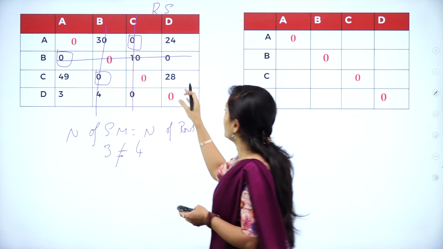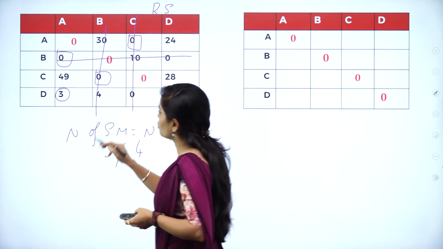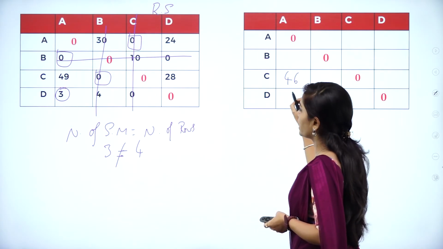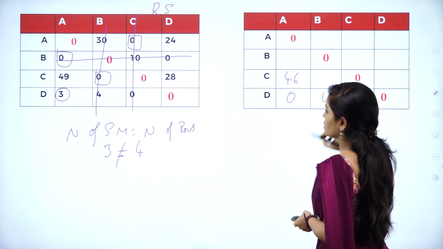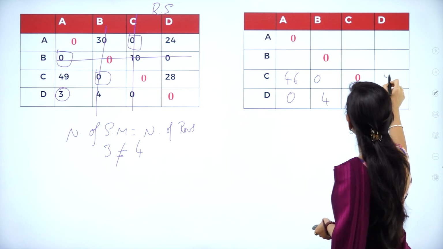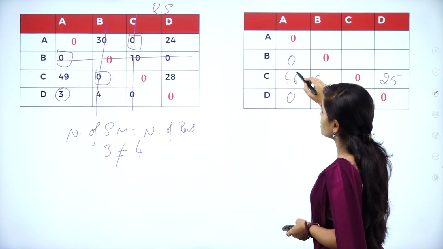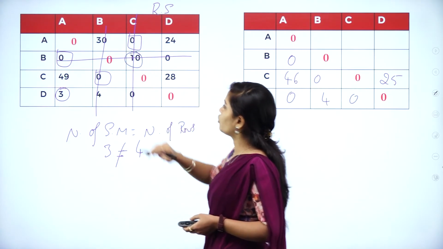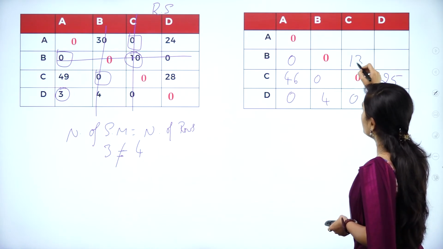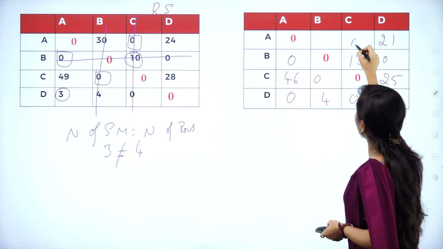What is the next step? Among these undeleted cell values, we have to pick the least value. The least value is 3. So 49 minus 3 is 46, 3 minus 3 is 0. The remaining values are the same. And 28 minus 3 is 25. The remaining values are the same, except the cell common to both the vertical and horizontal line: 10 plus 3 is 13, 0. And 24 minus 3 is 21. The remaining values are the same.